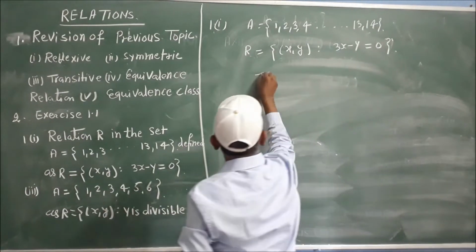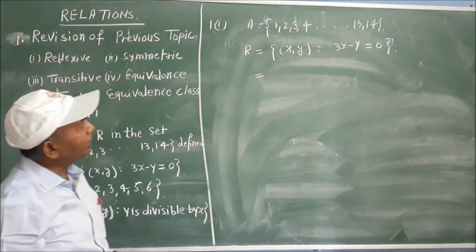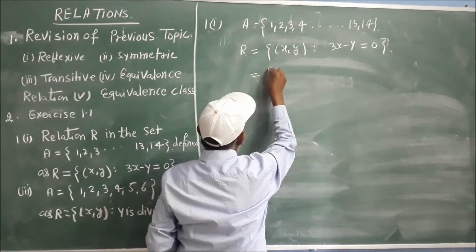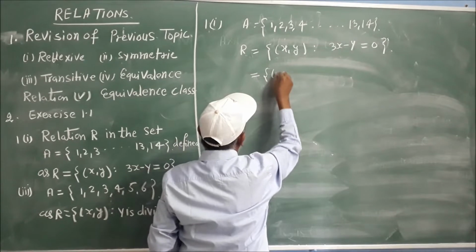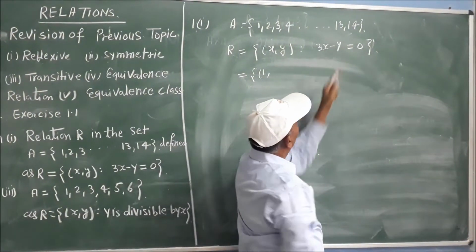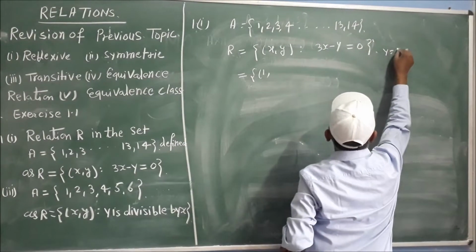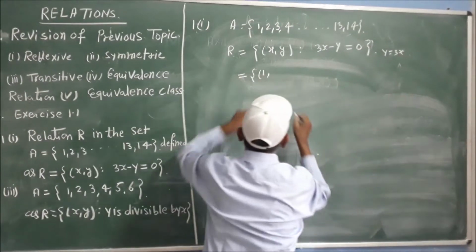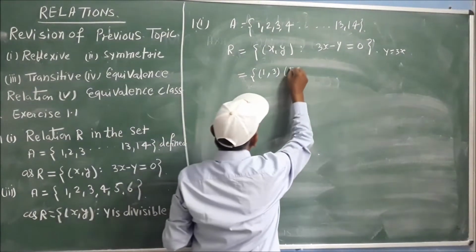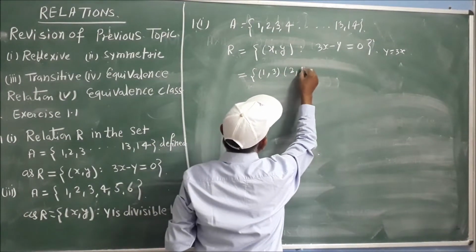So what are the elements of R? If you put x equal to 1, what is the value? Solving it, you will get y must be equal to 3x. So if x is equal to 1, y must be equal to 3. Again, if x is equal to 2, y must be equal to 3 into 2.